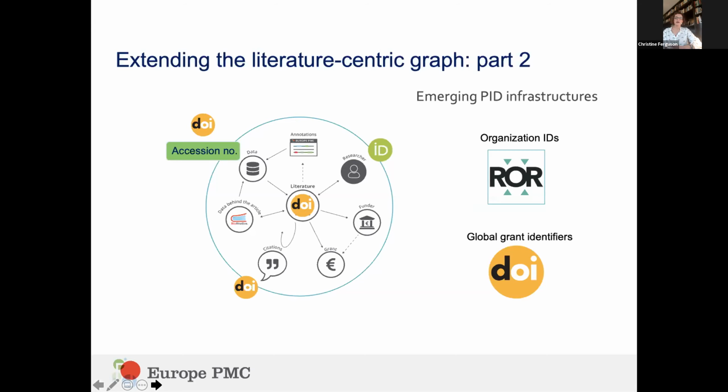As many of you know, funders assign an internal grant identifier to the grants that they award. These are very specific to the funder, and they don't necessarily map across other funders. There's been recognition in recent years that this system, where every funder devises its own set of internal identifiers, isn't ideal. So in recent years, a group of stakeholders, including Europe PMC, have proposed to use DOIs in a global grant identifier system. Next slide, please.